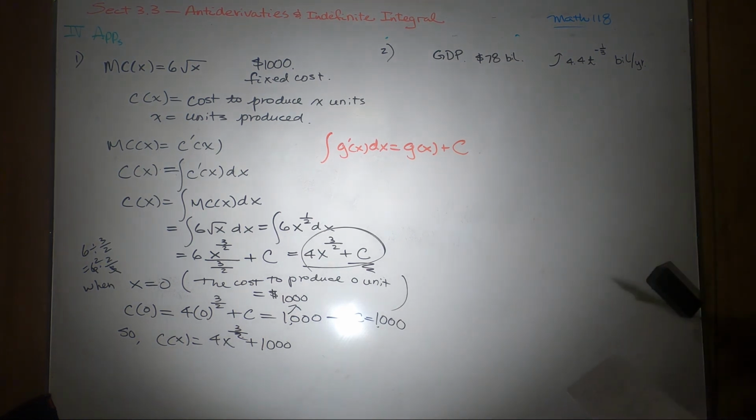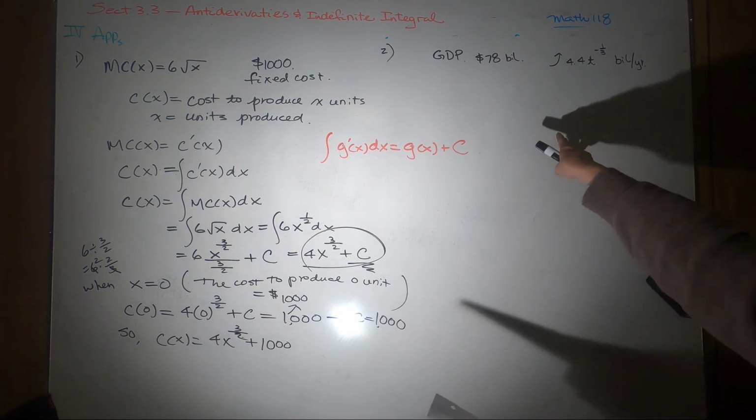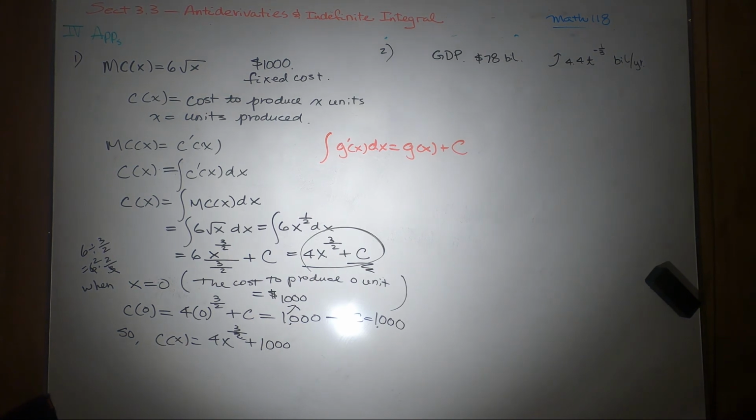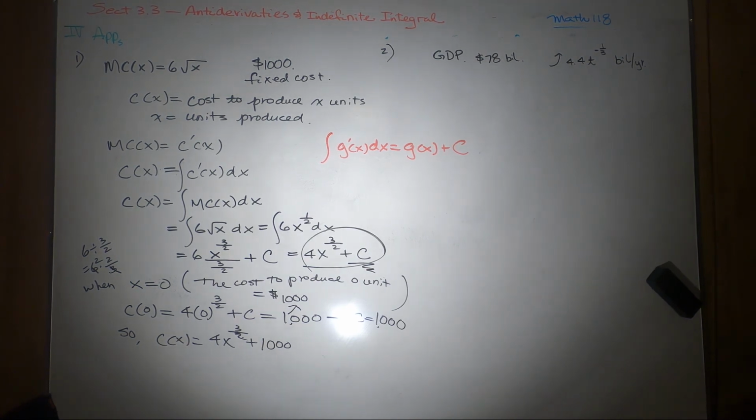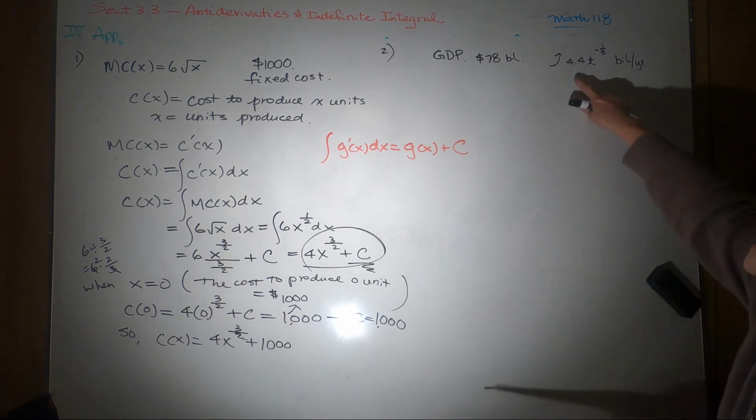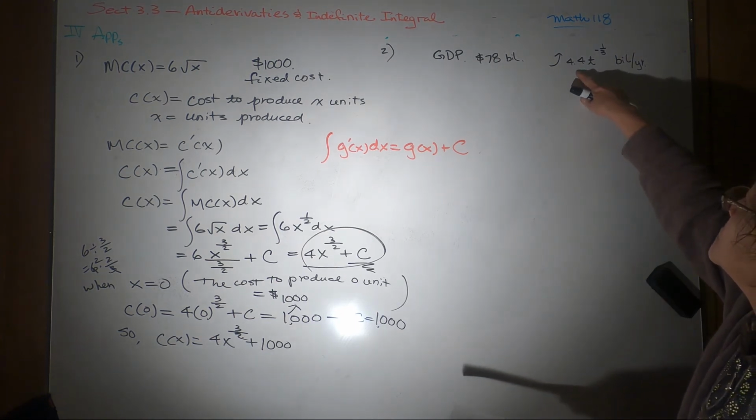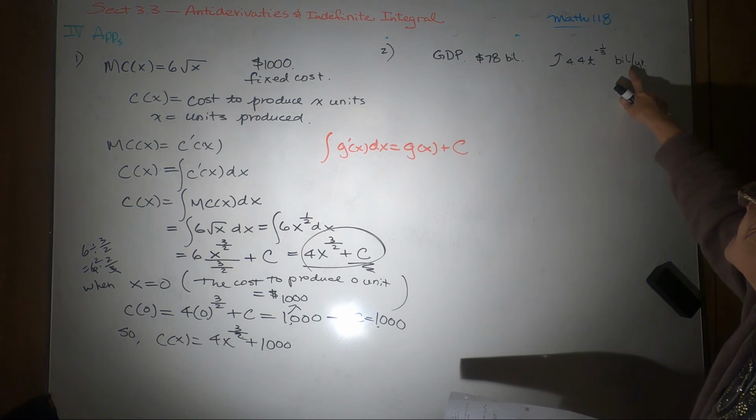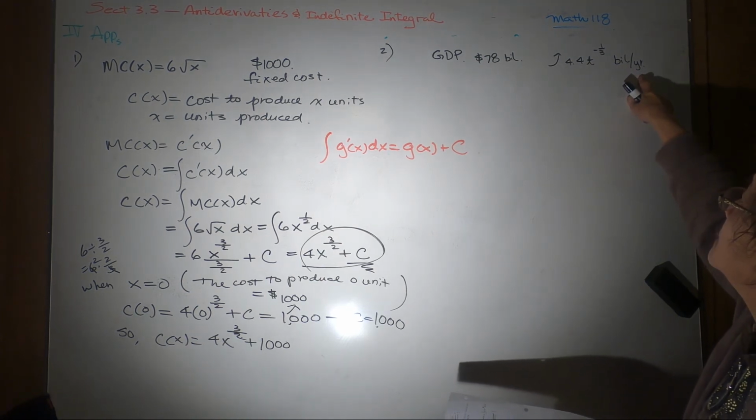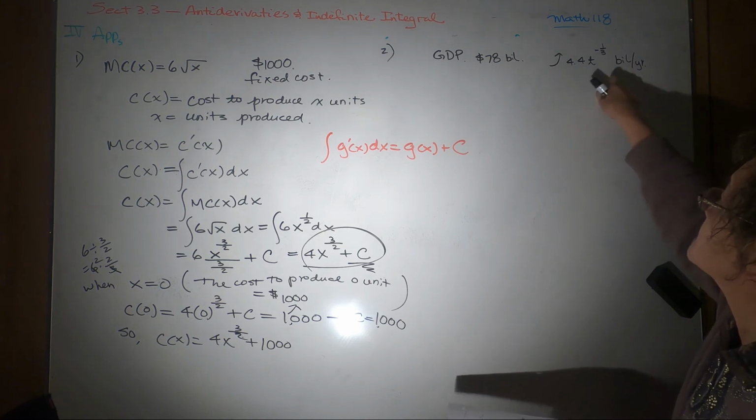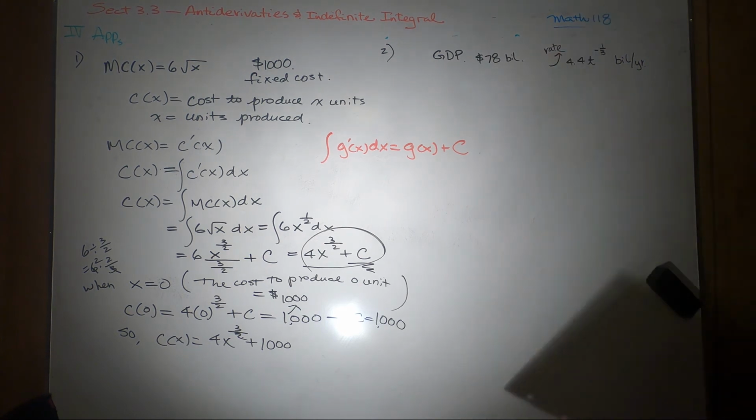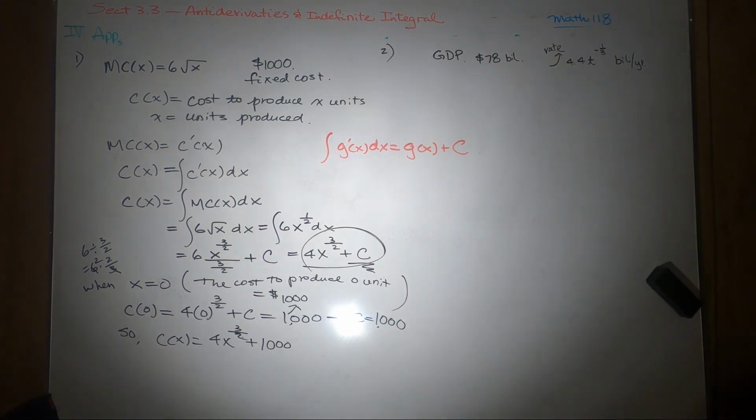Okay, say some country, that year, has a total GDP of $78 billion. Then we know they have a model that says the country grows at 4.4 t to the negative 1/3 power billion dollars per year. Somehow they did the stats and figured out, oh, this is the growth rate. Okay, what does that mean?